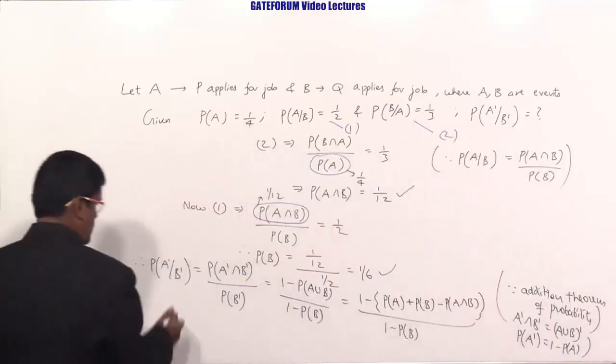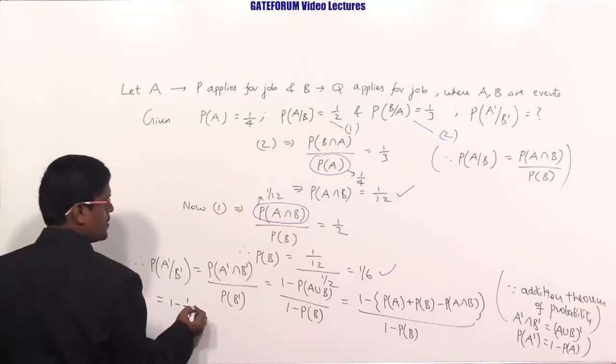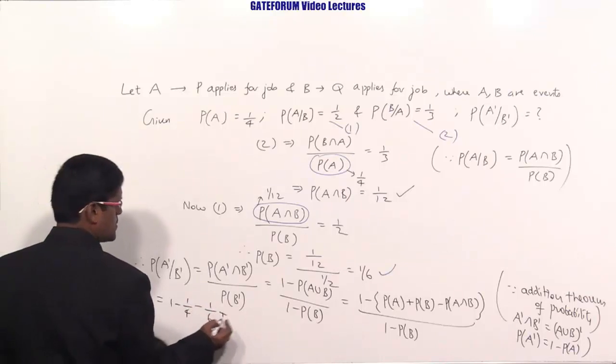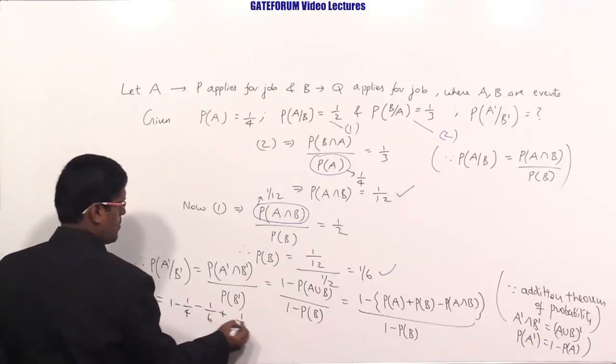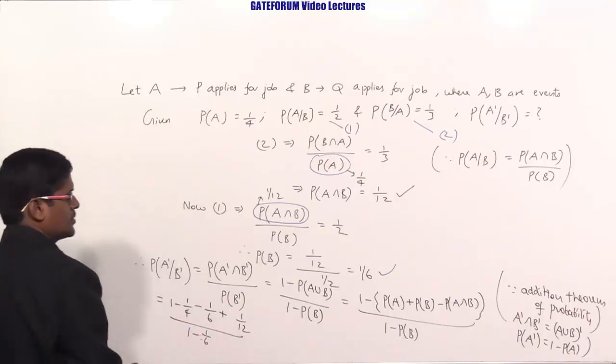Okay, now 1 minus, what is P of A? 1 by 4 minus, what is P of B? Just now we calculated 1 by 6 plus P of A intersection B, that is 1 by 12, divided by 1 minus P of B, that is 1 by 6.